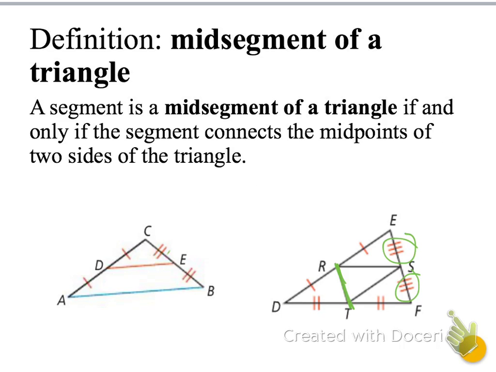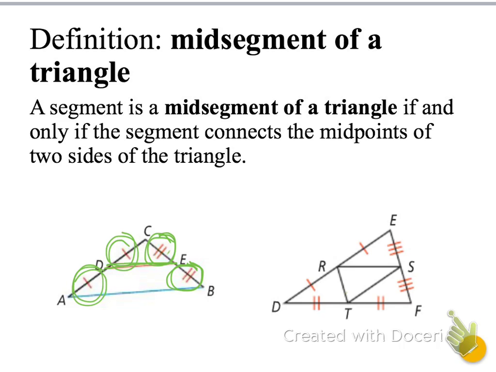So, definition of a mid-segment of a triangle. A segment is a mid-segment of a triangle if and only if the segment connects the midpoints of two sides of the triangle. Okay, so if we're looking at this first one, this is the mid-segment, and it makes two congruent sides. Because remember, if it is a midpoint, that means it sits in the middle, which means both sides, the left side and the right side, are congruent to each other. So we have this side being congruent to this side, and this side being congruent to this side.